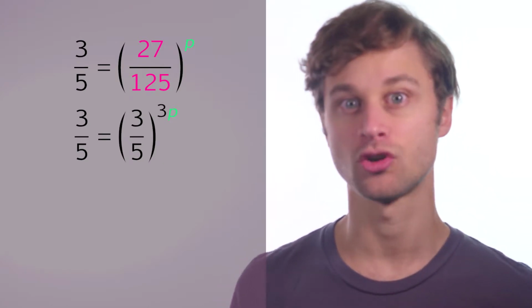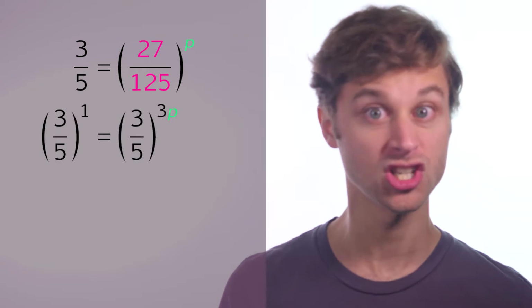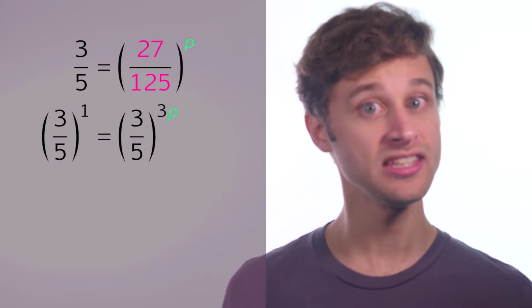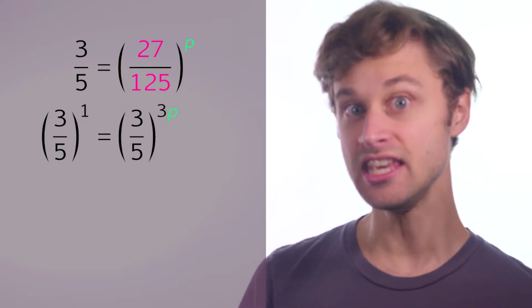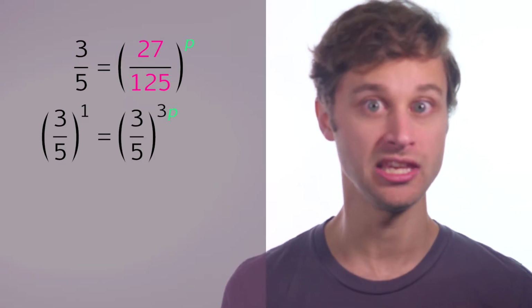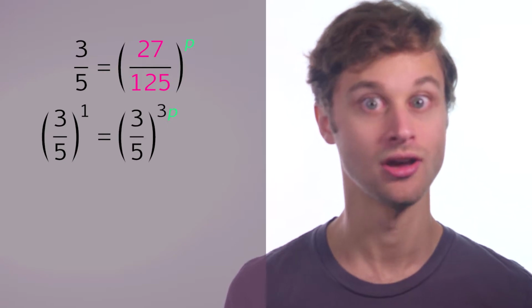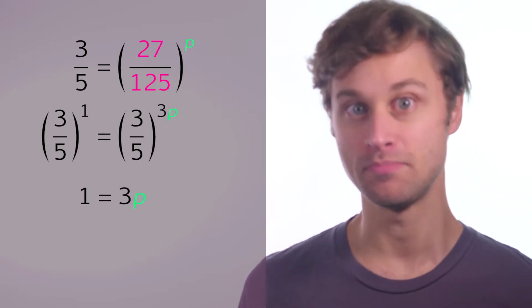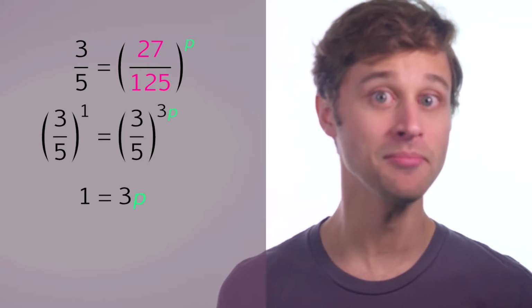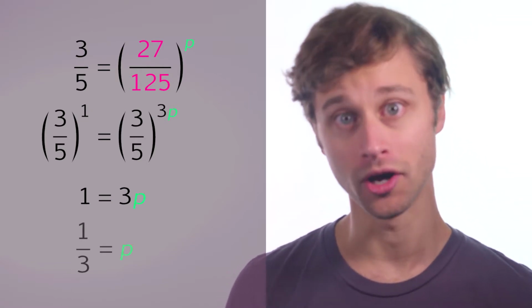Now I'm going to write the other side of this equation as 3 over 5 to the 1 power, just for clarity's sake. And so you can see, because the bases are equal, I can set the exponents equal to each other. The exponents must be equal if both sides of the equation are also going to be equal. So 1 is equal to 3p. That means, dividing by 3, that p is equal to 1/3.